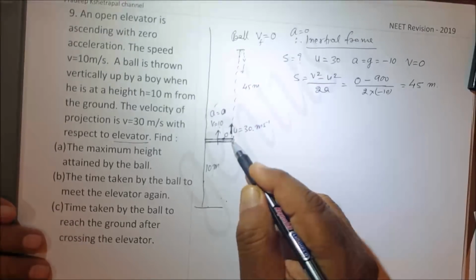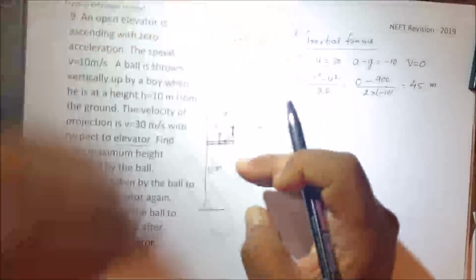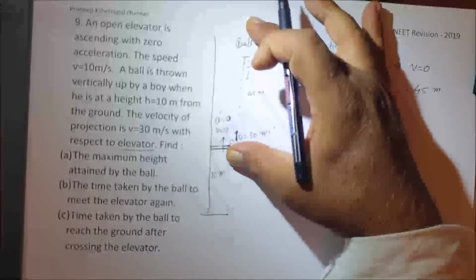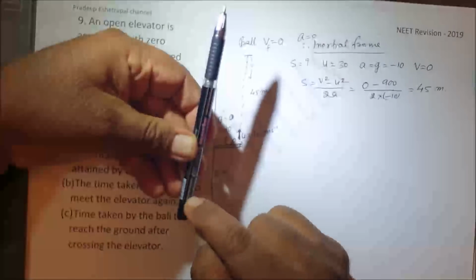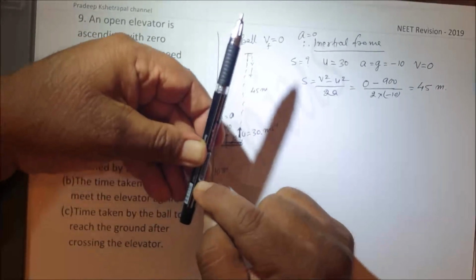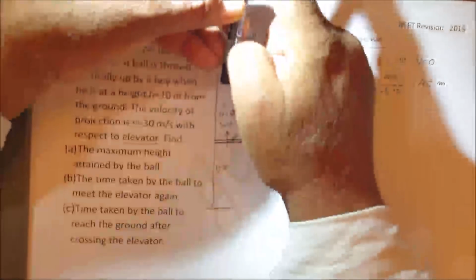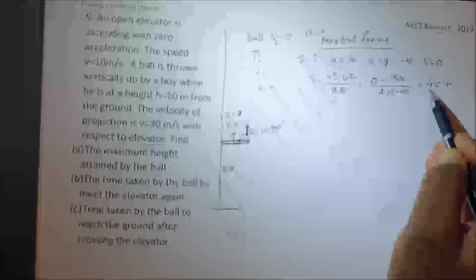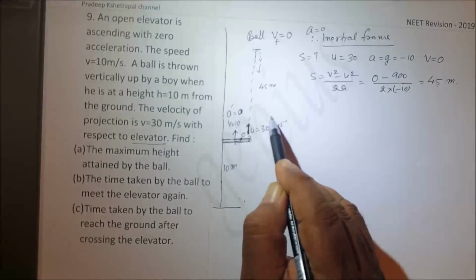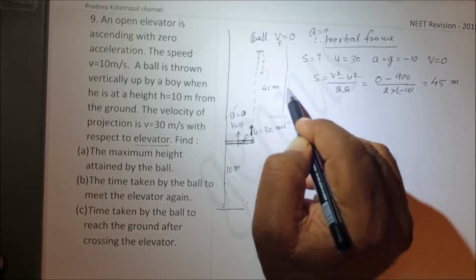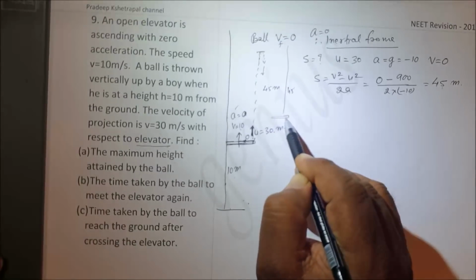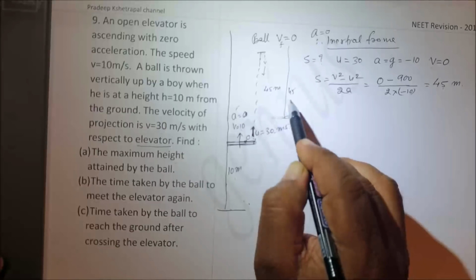From the earth, it will be more because the whole system has moved. The whole system has moved. So what is happening? Here is the ball, and this ball is going up. The system is also going up like this. So what is this 45? This might have reached somewhere here, and this is the 45 here, from here.